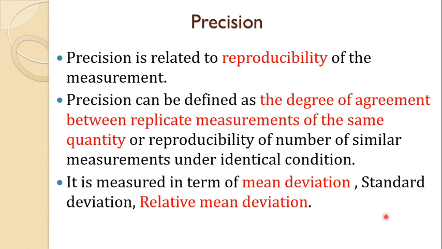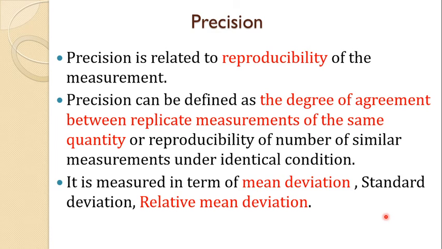Then what is meant by precision? Precision is related to the reproducibility of the measurement. It may be defined as the degree of agreement between replicate measurements of the same quantity, or reproducibility of a number of similar measurements under identical conditions. Precision is expressed in terms of deviation, mean deviation, standard deviation and relative mean deviation or relative standard deviation. In many instruments we can see the percent RSD. RSD is the relative standard deviation, which is a statistical term.